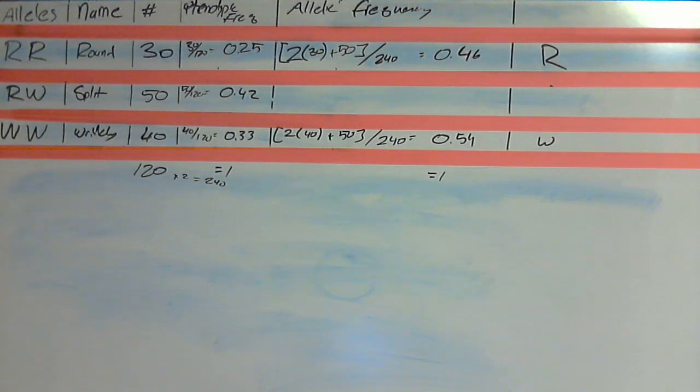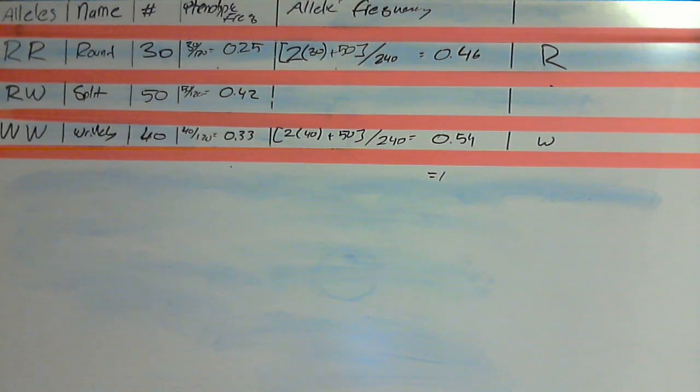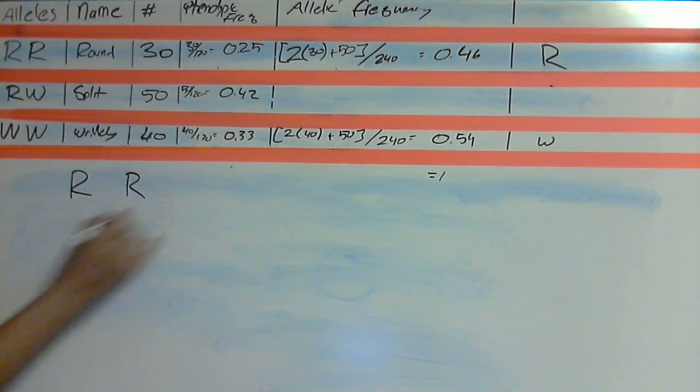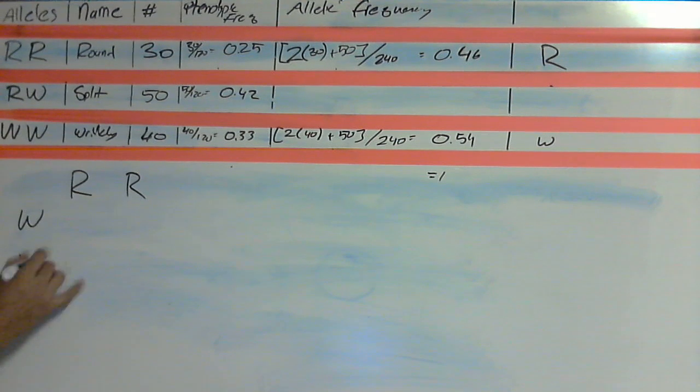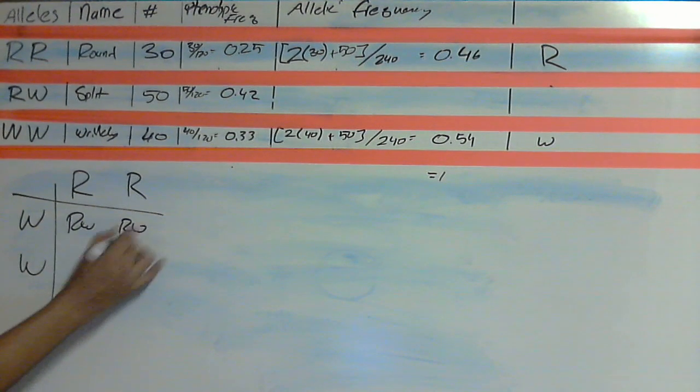Now let's talk about the genotypic frequency. Okay, let's talk about that really quick. There's no dominance here. It says R's and it says either you're homozygous or heterozygous. So let's talk about that. Let's do a homozygous cross. RR by WW. So we're going to cross these guys. We're going to get RWs the whole time. All right.